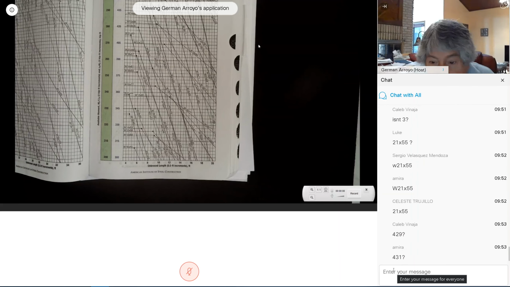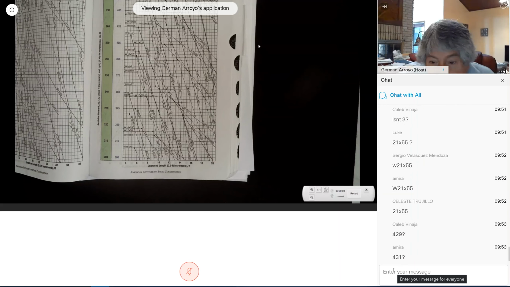So look, we went to the chart. This is the question that they asked me before. And like I said to you, you can go with this or M to U over C to B. We went to the chart and we had a W21 by 50. I got about 430. I put a question mark. 429, 431, very good approximation. W21 by 55 is the section.